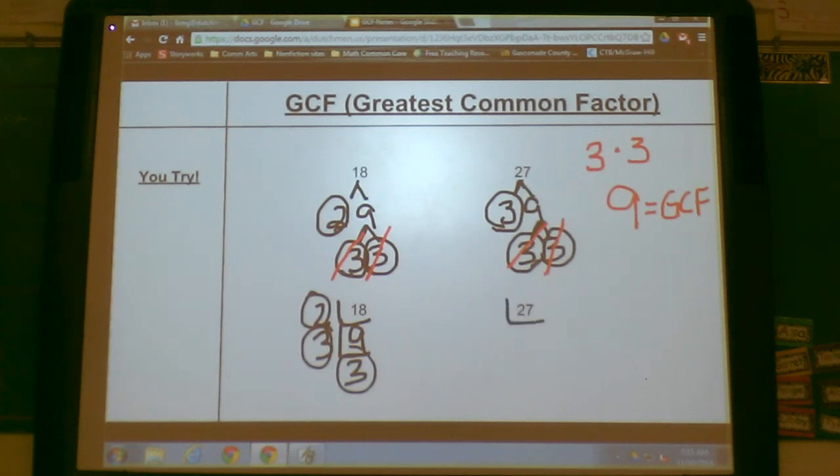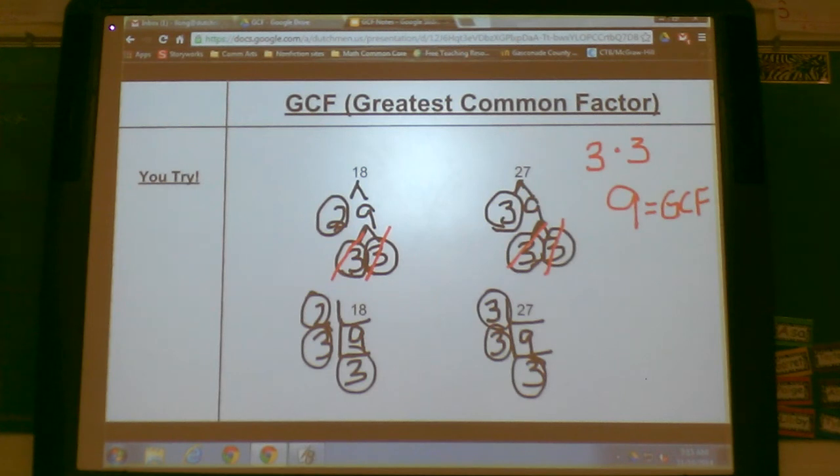Okay, then I come over here and I do the same thing here. What is the lowest prime number that goes into 27? Good, it's not even, so it has to be higher than 2. In this case, it's a 3. 3 goes into 27 how many times? 9, good. 9 is not prime. What goes into 9? How many times does it go in? Good. Now we're all prime, so I circle them.